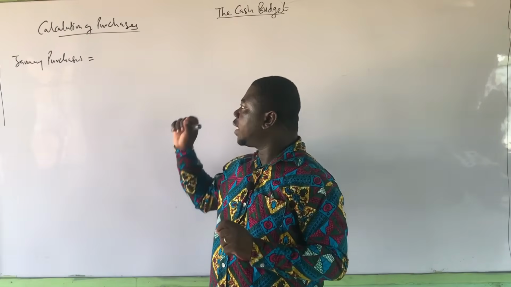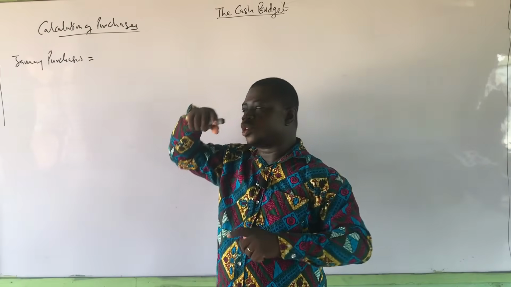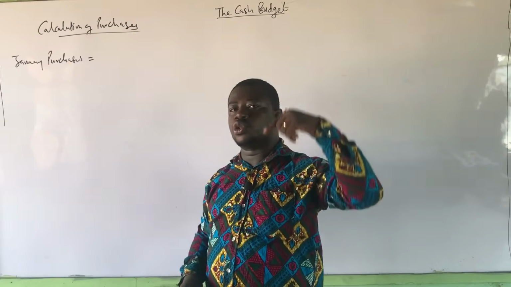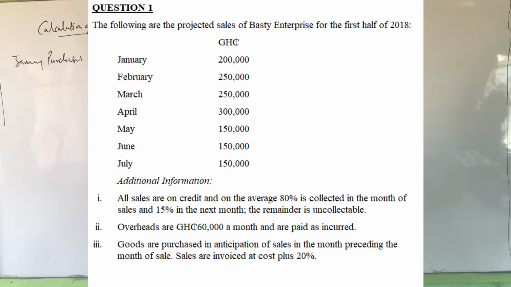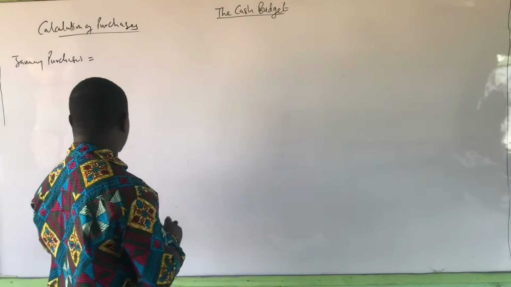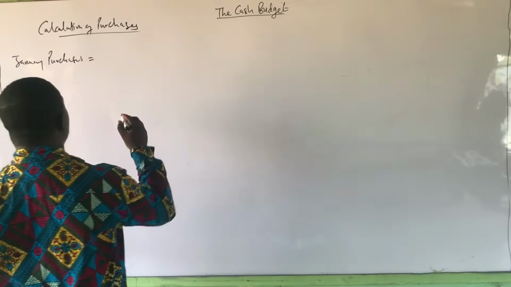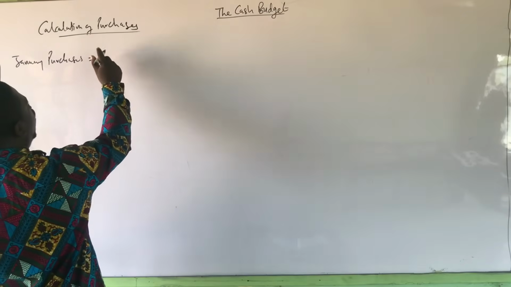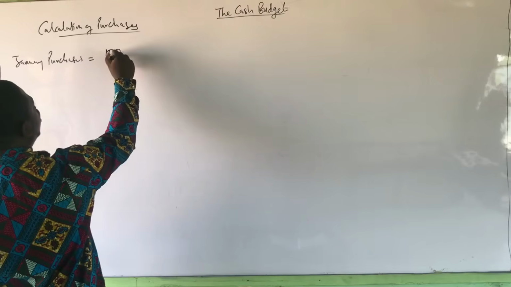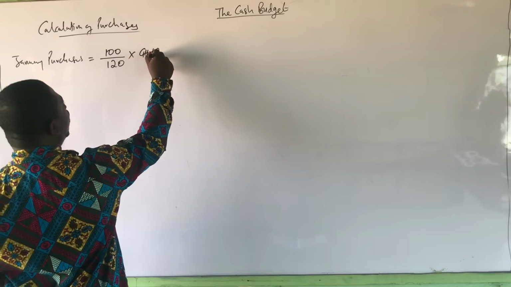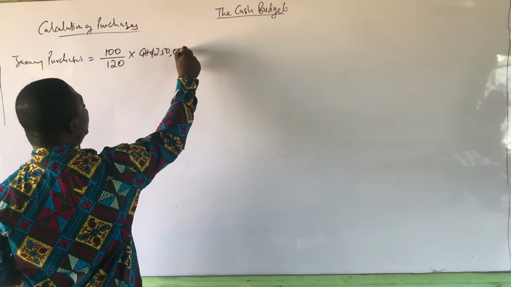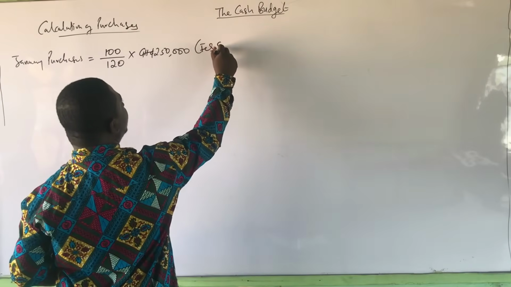We are told that purchases are made in anticipation of sales. So what we bought in January will be sold in February. So let us look at February sales. February sales is 250,000. And therefore, we are going to look at it for January. January purchases is going to be 100 over 120 times 250,000. This 250,000 is February sales.